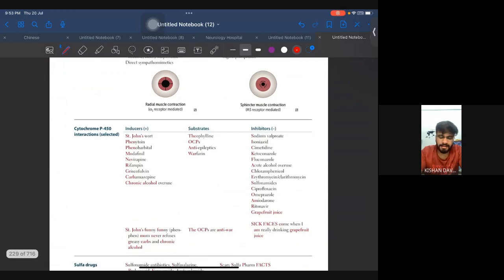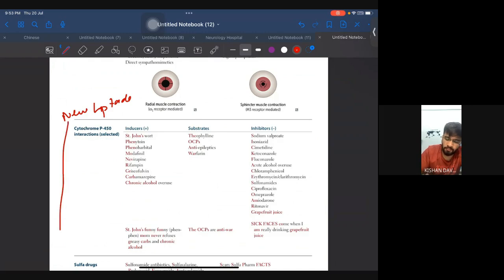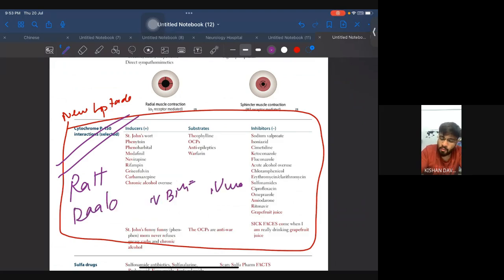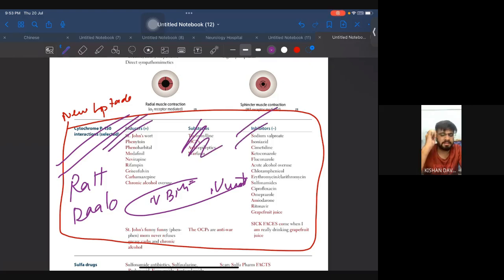One important point I really love about this new update is they finally gave the cytochrome P450 interactions. Guys, memorize this. So many questions in NBME, in UWorld, so many questions. Just take a printout of this too and look at it daily. You can avoid the substrates, but inducers and inhibitors are very, very, very important. Many questions have come. Okay, please.